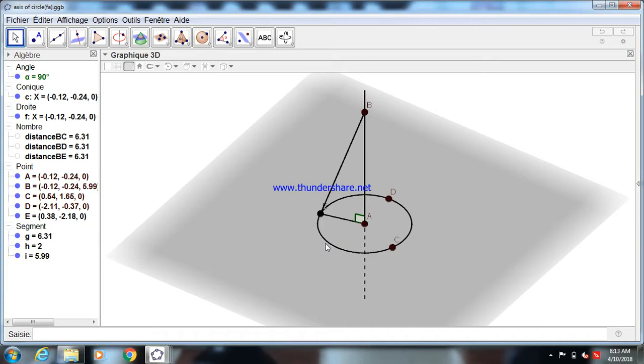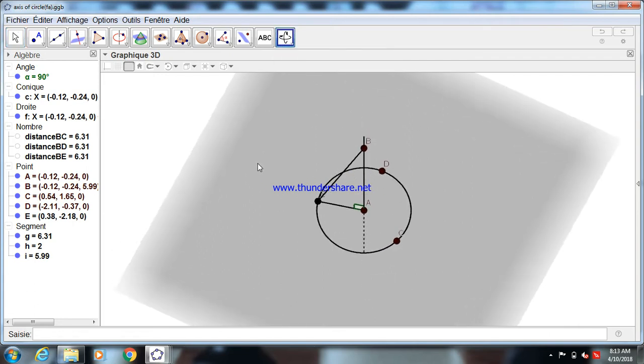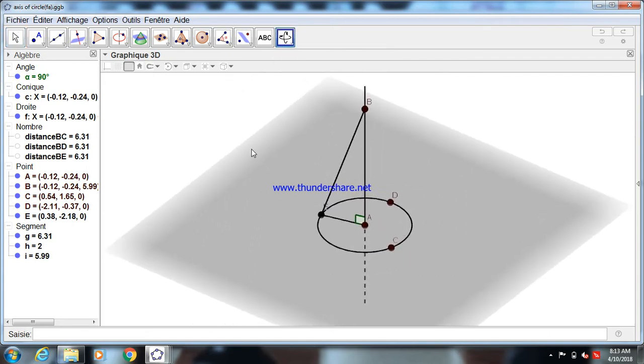In this video, I will show you some activities on space. Okay, here in the first activity, the axis of a circle. Here I have a circle, included in this plane, and this one is the axis of the circle. The axis of the circle is a line perpendicular to the plane containing the circle and passing through the center of the circle.